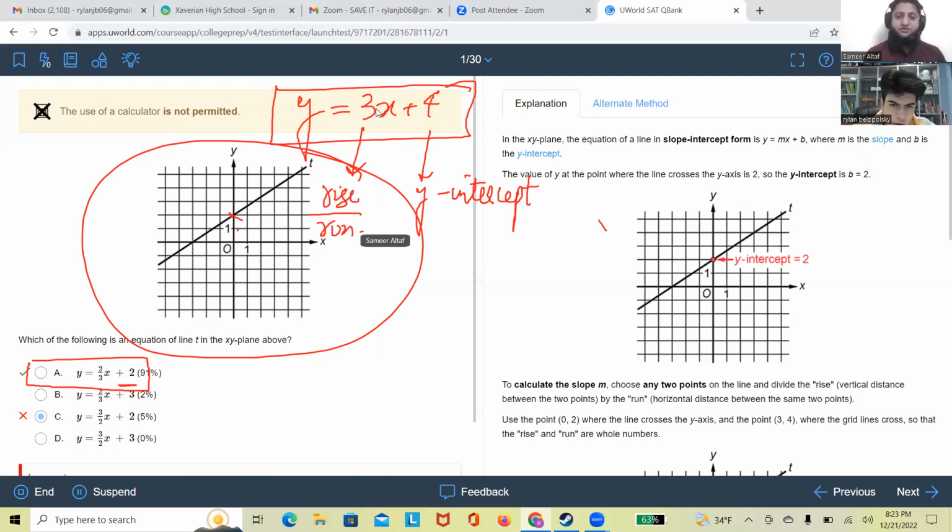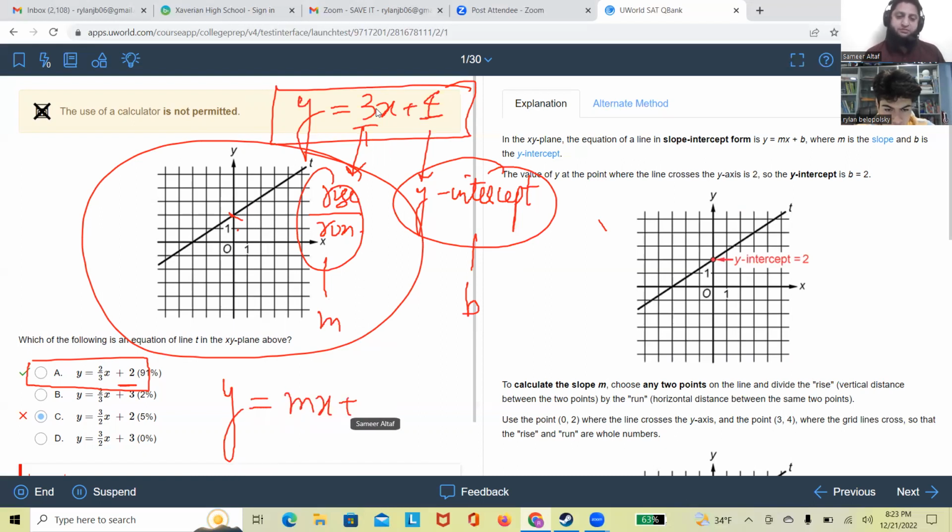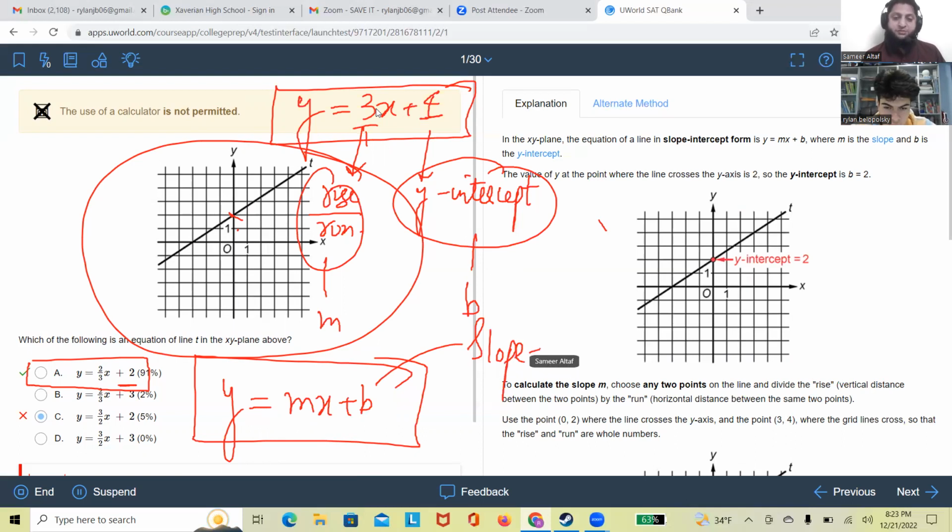Exactly. So the 3 is rise over run. You're going, rise 3 units and running 1 unit. And then 4 is the y-intercept. The y-intercept is where the line is crossing the y-axis. We call this y-intercept as b in general. We call this rise over run as m in general. So we write the equation as y equals mx plus b. And this mx plus b is called the slope intercept form.